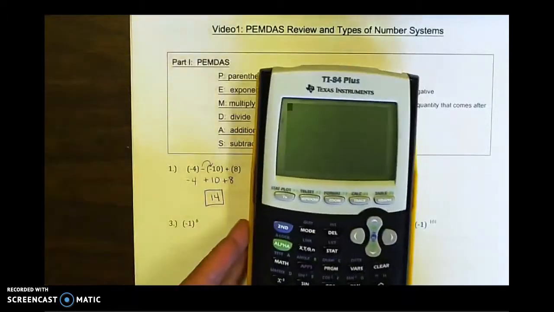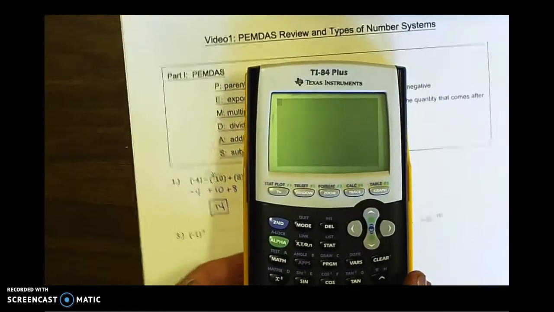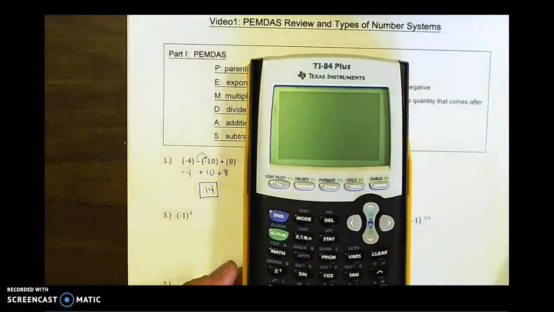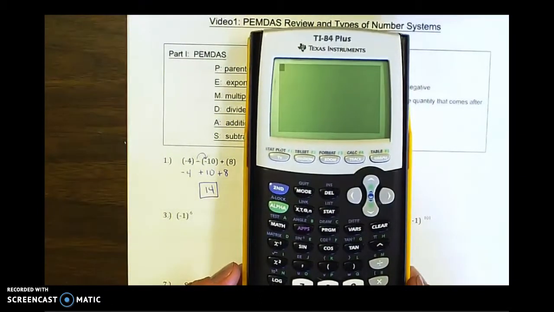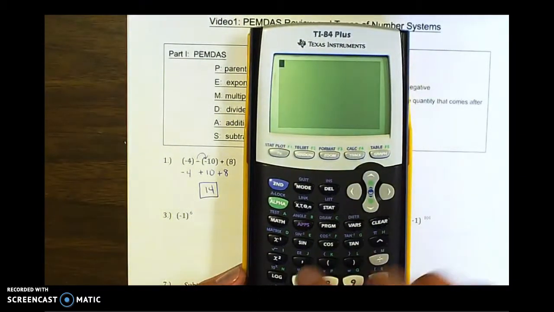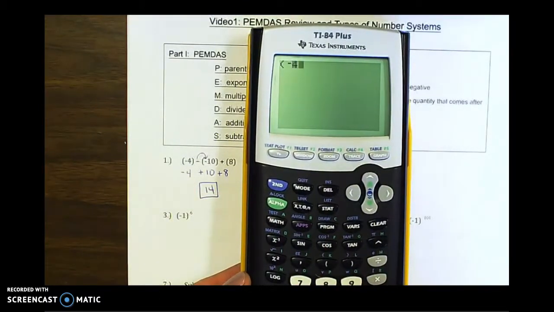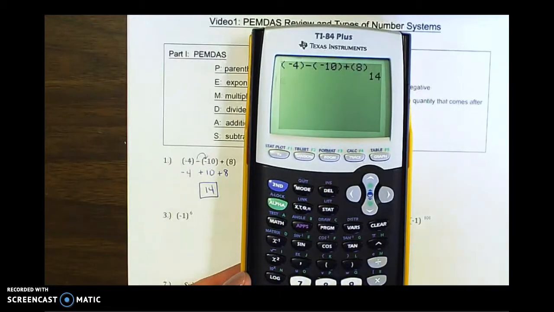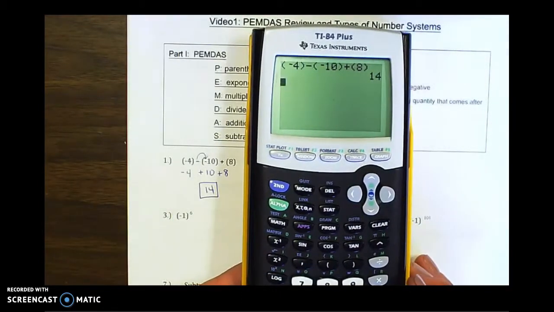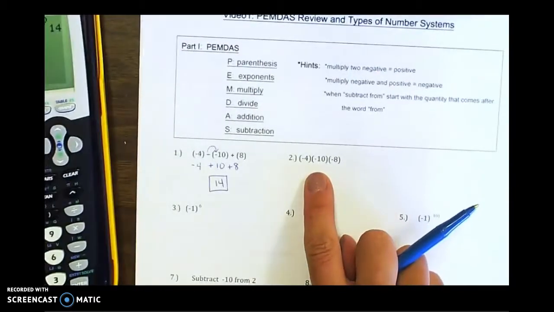Now, if I want to double check that with the calculator, the graphing calculators are very nice because you can actually input the parentheses right into it. So I'm going to type it in exactly the way it's written: parentheses -4 minus parentheses -10 plus parentheses 8. I hit enter and we get 14, which is exactly what we got at the start. All right, so let's go ahead and double check now with the next one.